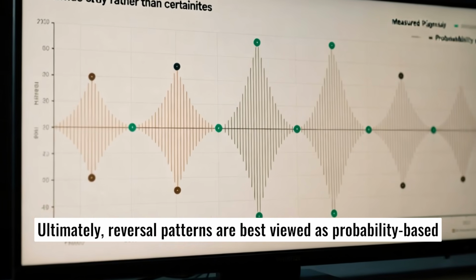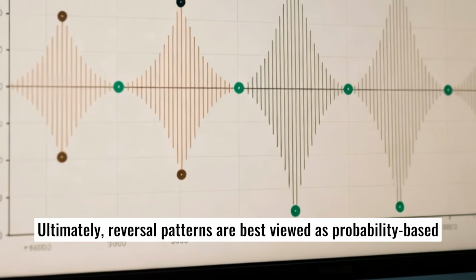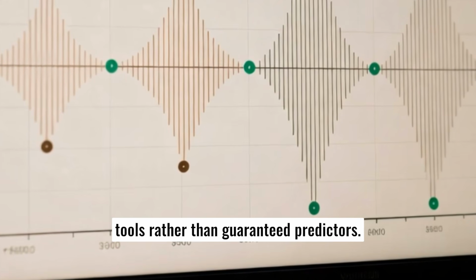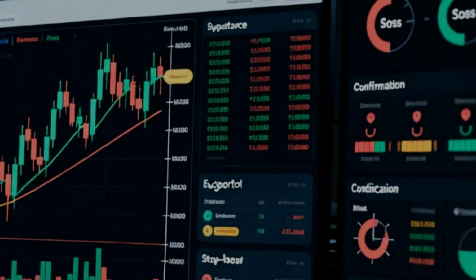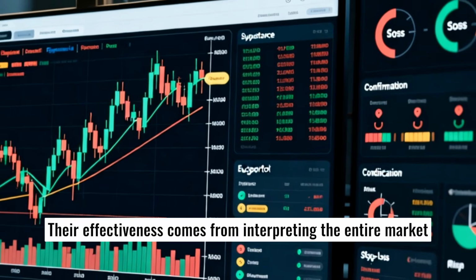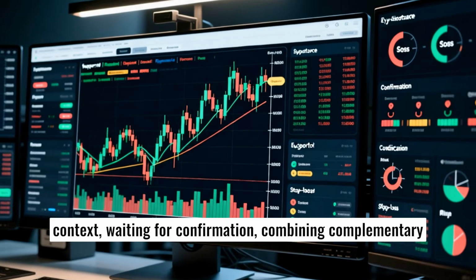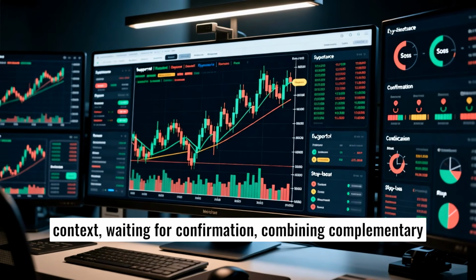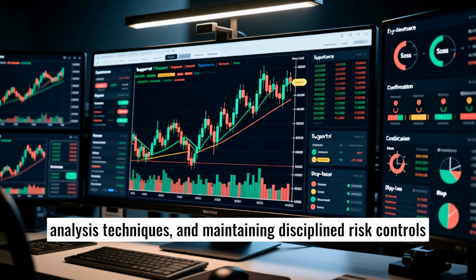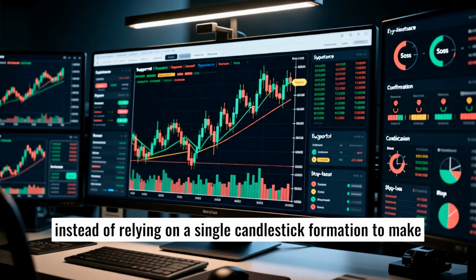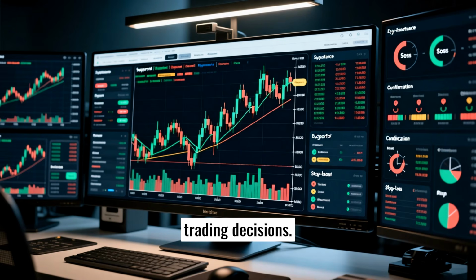Ultimately, reversal patterns are best viewed as probability-based tools rather than guaranteed predictors. Their effectiveness comes from interpreting the entire market context, waiting for confirmation, combining complementary analysis techniques, and maintaining disciplined risk controls instead of relying on a single candlestick formation to make trading decisions.